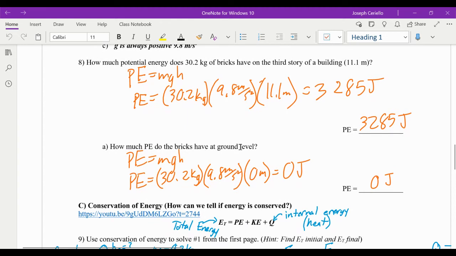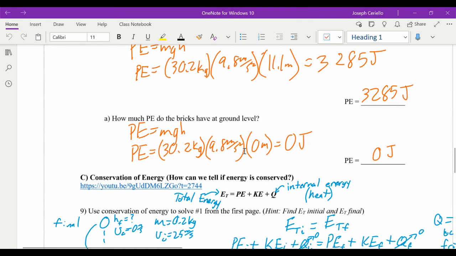How much potential energy does it have at ground level? Well, at ground level, again, if the height is 0, no potential energy. You don't even have to do the calculation.